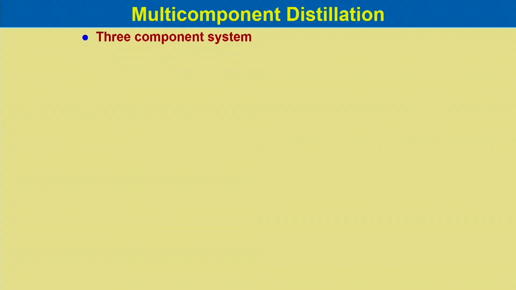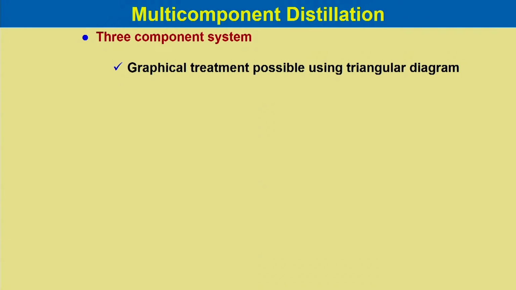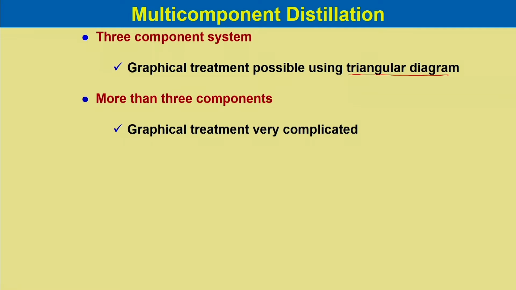So, multi-component distillation. These are systems with at least more than 2 components. If it is a 3 component system, then graphical treatment is possible using a triangular diagram. If more than 3 components are there, in that case graphical treatment is very complicated.